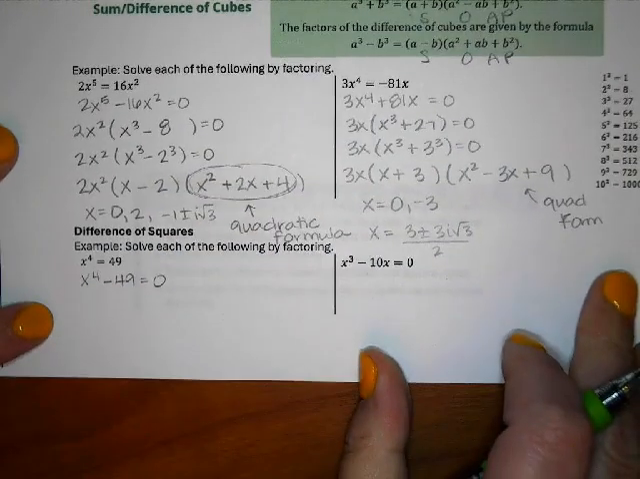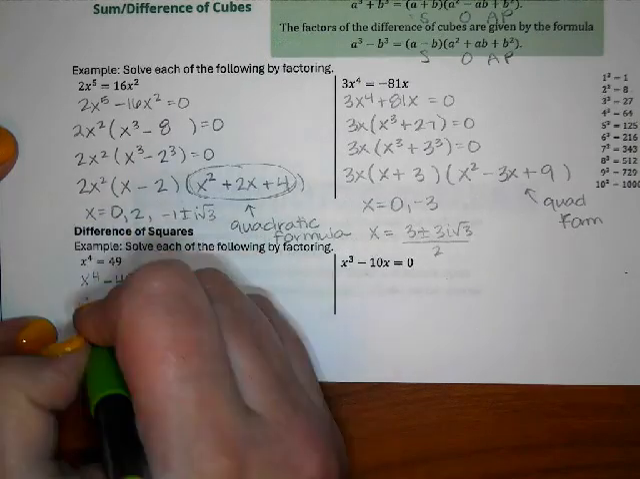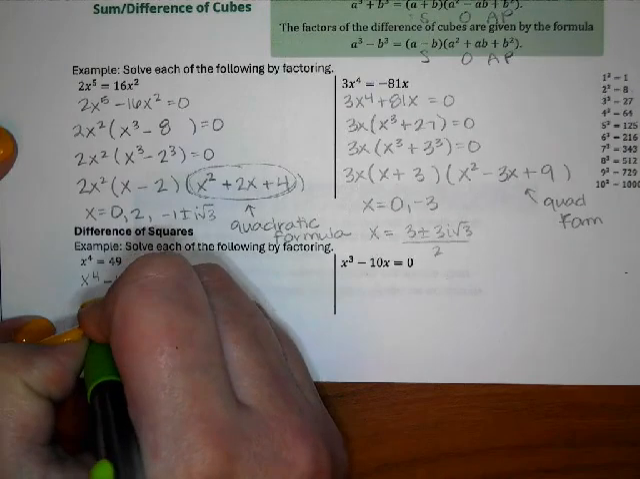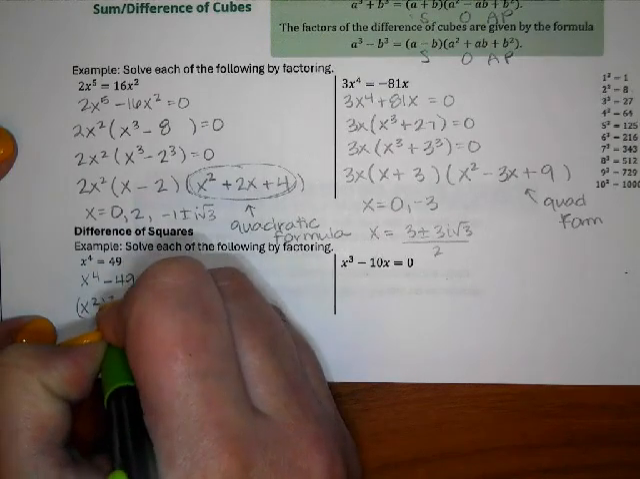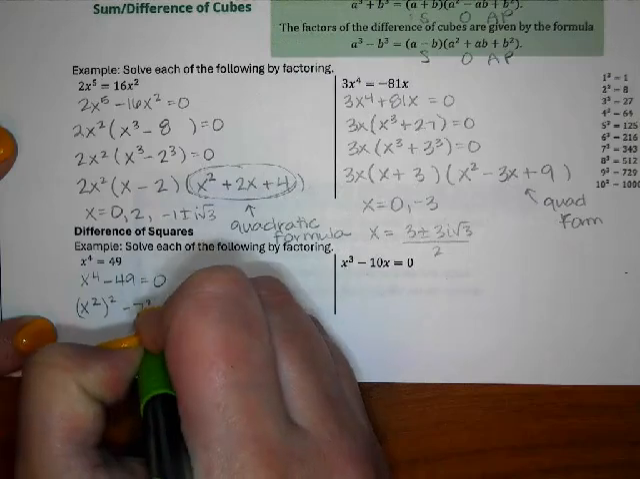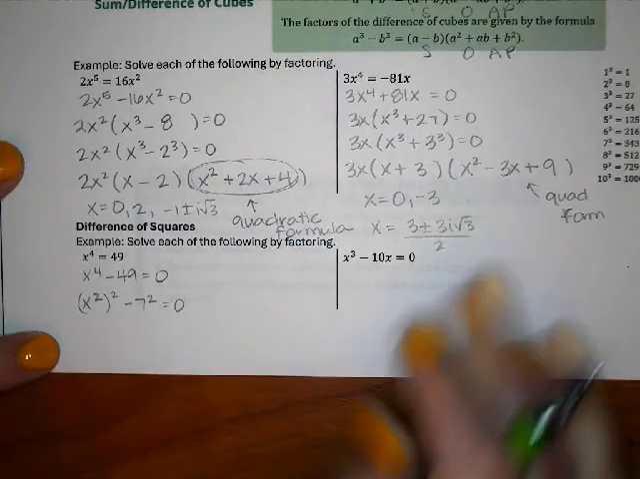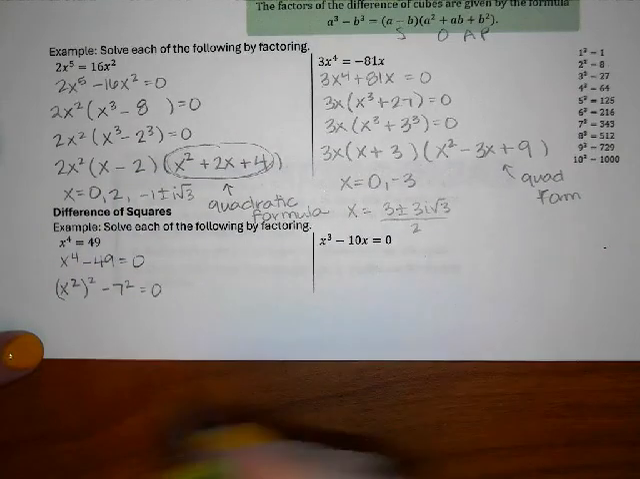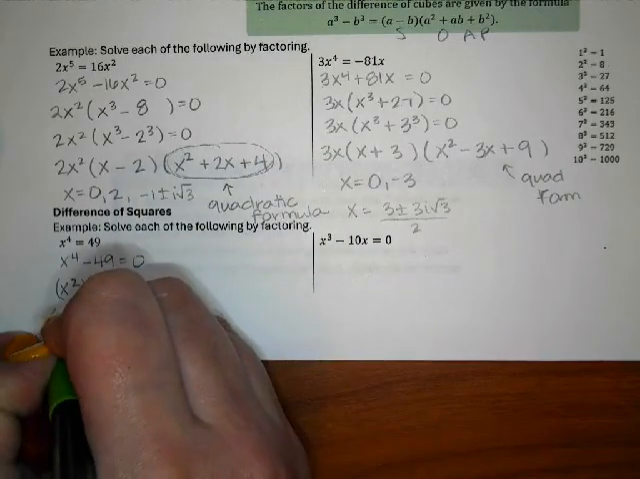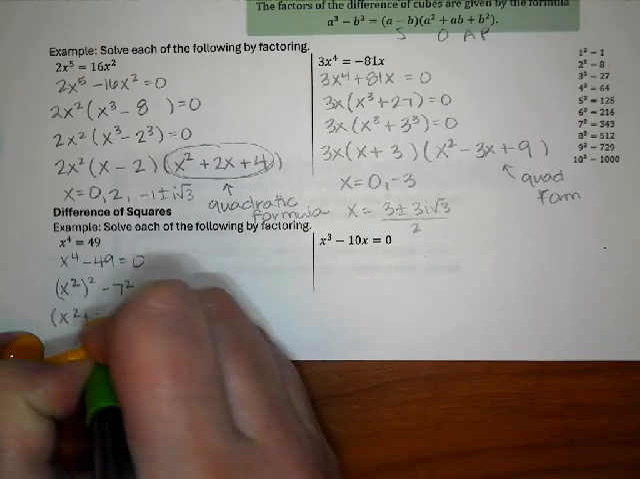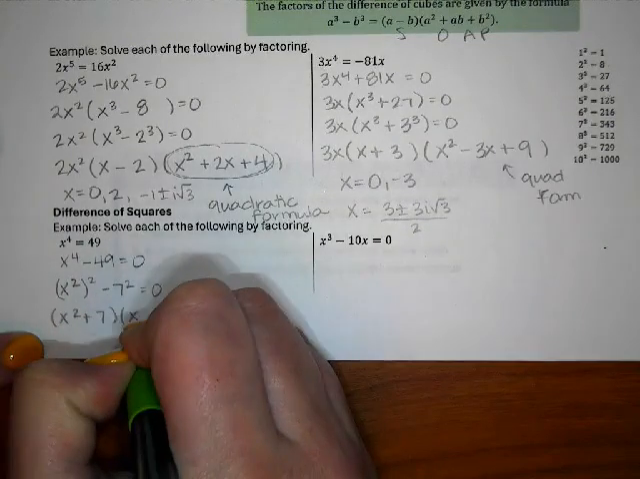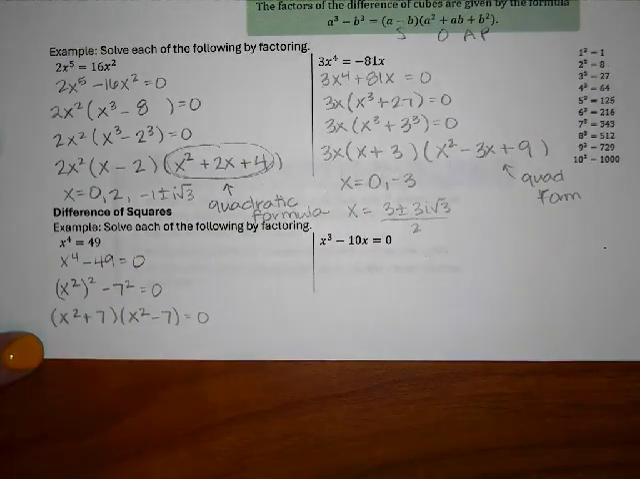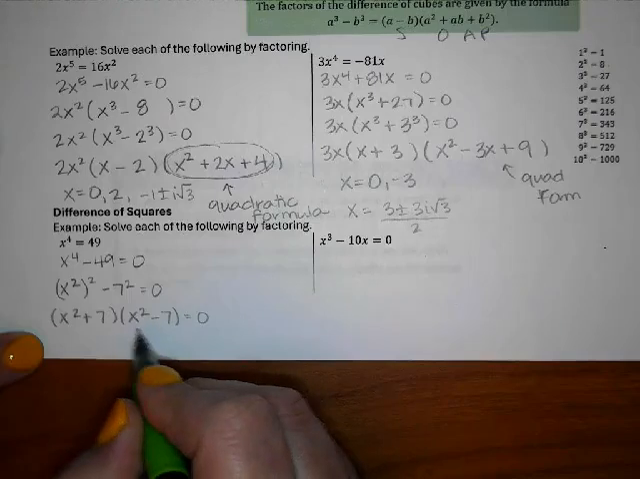And I'm going to rewrite this as something squared minus something squared. So this is x squared squared minus 7 squared. And then the way that we factor this is we have two sets of parentheses, one with a plus, one with a minus. So we have x squared plus 7, x squared minus 7. Okay, for the x squared minus 7, this is the difference of squares again.